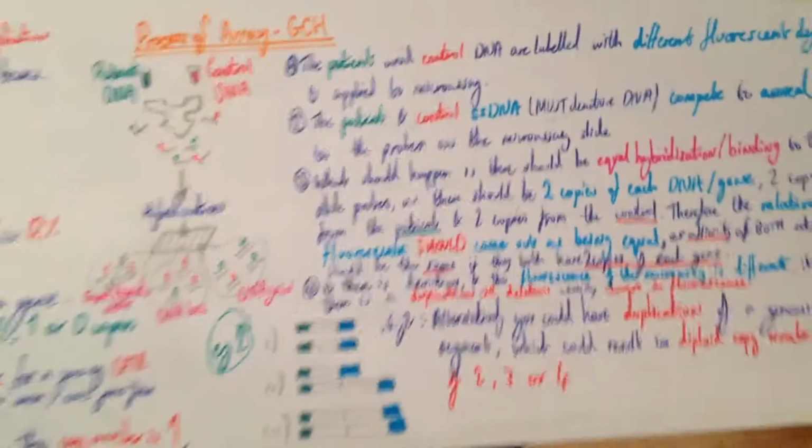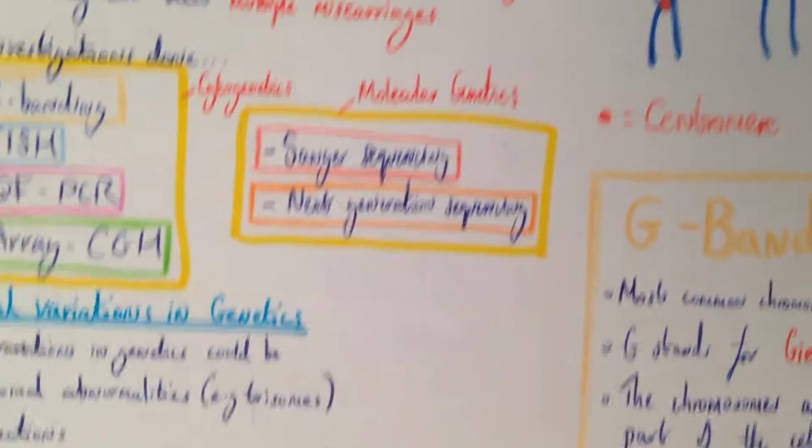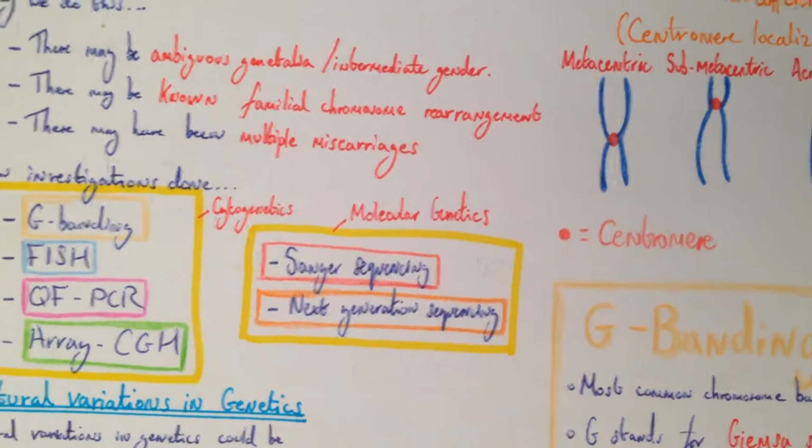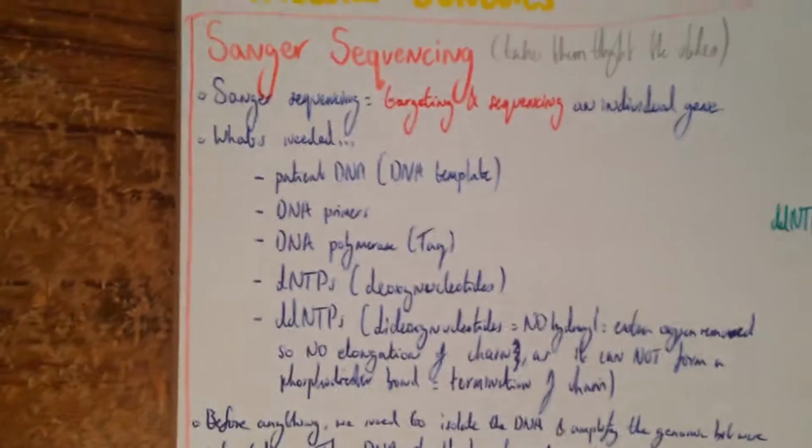Yeah, and we'll move on to the final part of the lecture, which is basically looking at, as we said, the molecular genetics. There are 2 types of investigations for molecular genetics: Sanger sequencing and next generation sequencing. So, Sanger sequencing.